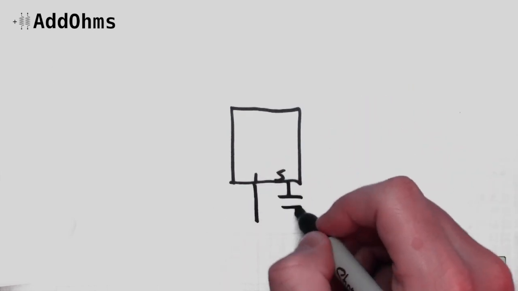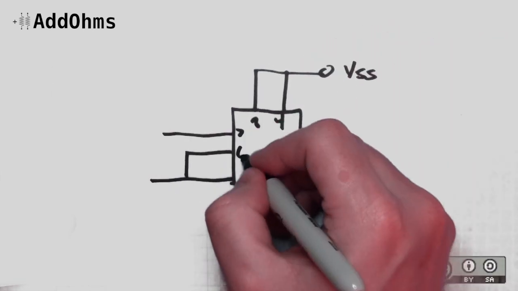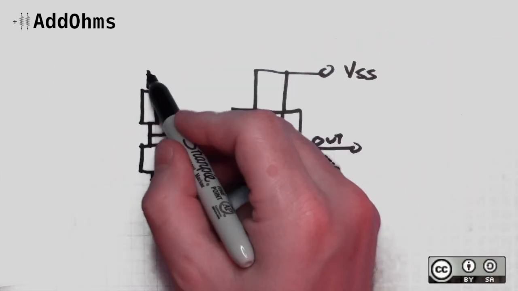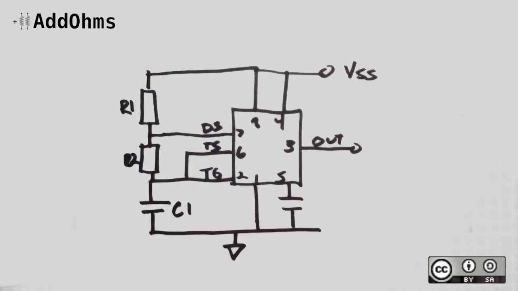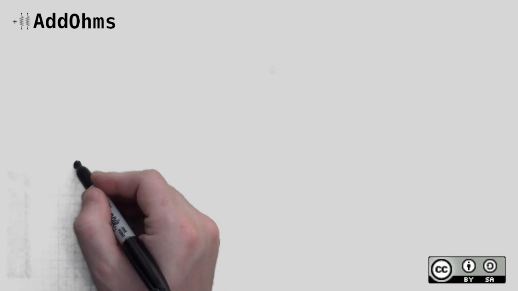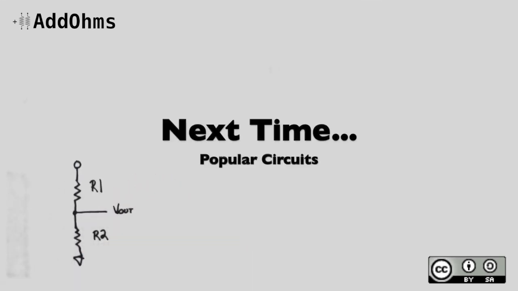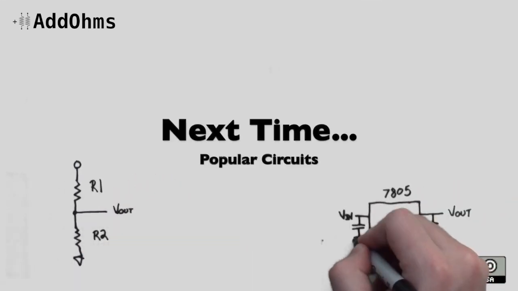Alright, so now we've looked at passive components and active components, we can see a circuit like this has an IC with a couple of resistors and capacitors. This is a popular 555 timer. In the next part, we're going to look at more circuits like that 555, a voltage divider, or a voltage regulator.